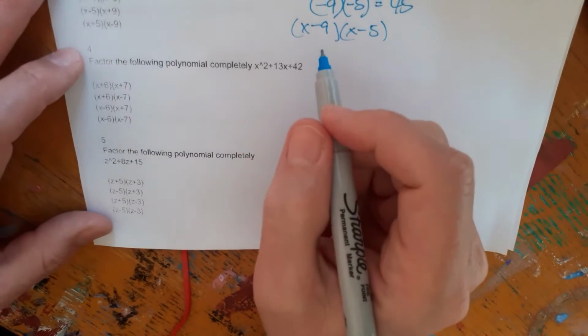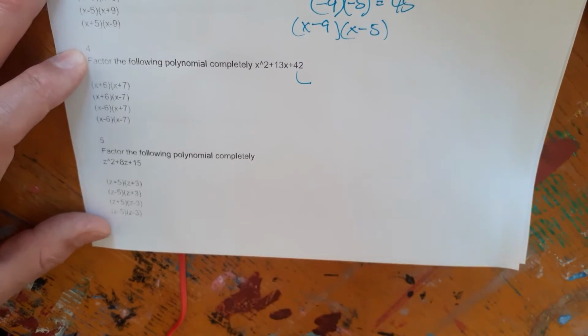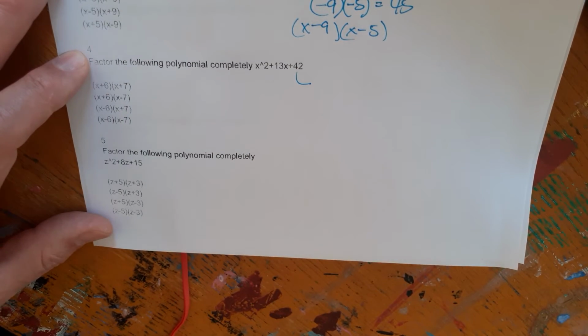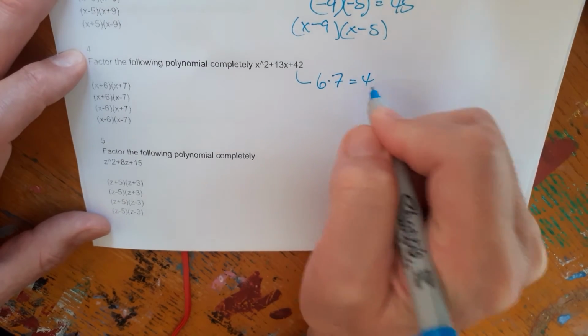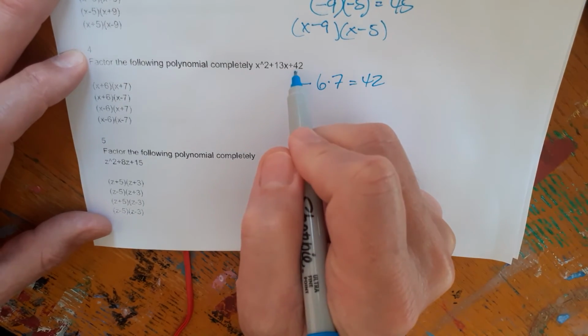All right. Let's keep going. You will see a pattern. What two numbers when multiplied together equal 42? Well, 6 times 7 does. That equals 42 when multiplied. So I like 6 and 7.